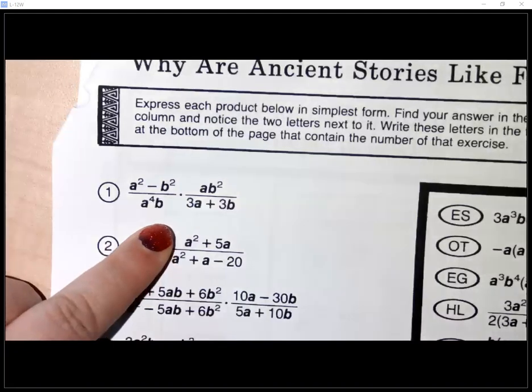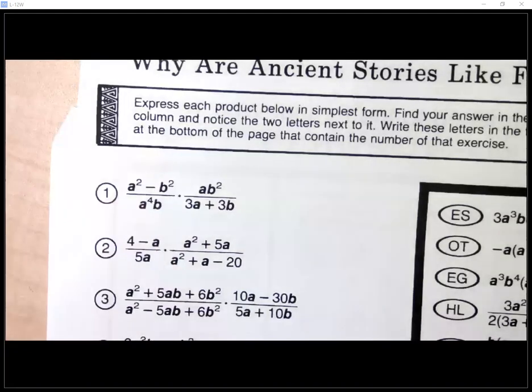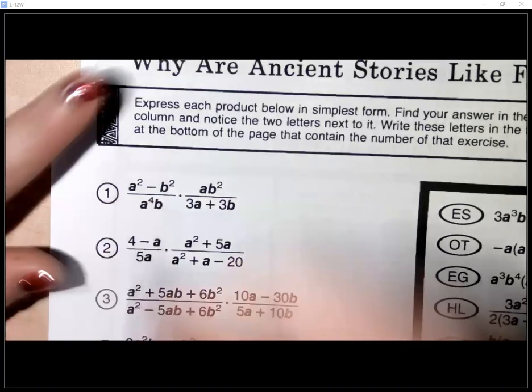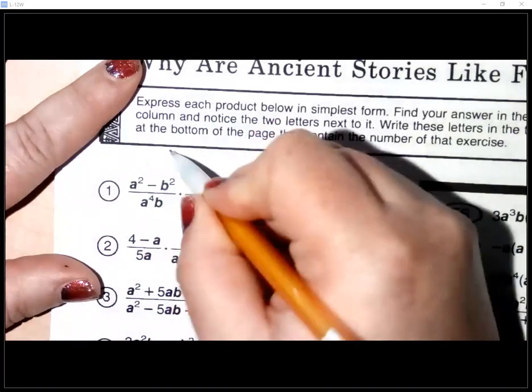This is a multiplication problem, so I'm ready to just factor. How does that top one factor? A squared minus B squared. What does that turn into? A plus B, A minus B. Yes. That's just the difference of two perfect squares. So that's A plus B, that's A minus B.